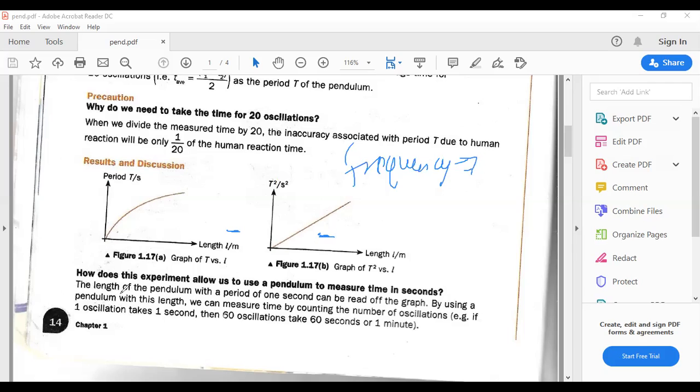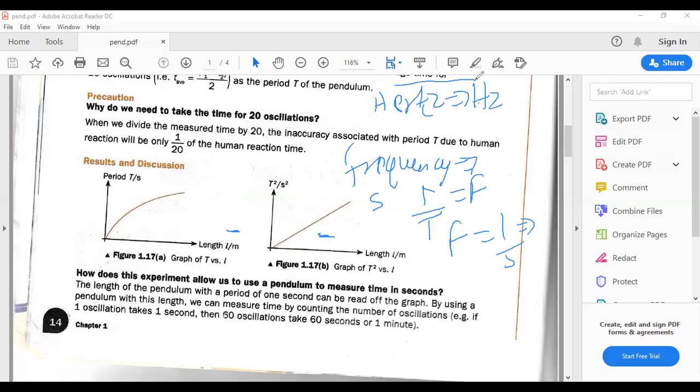The time period is measured in seconds, and frequency is 1 over time period. Since time period is measured in seconds, frequency is 1 over s, which is equal to hertz. So frequency is measured in hertz, which is written as Hz. This is a short form for hertz. Clear?